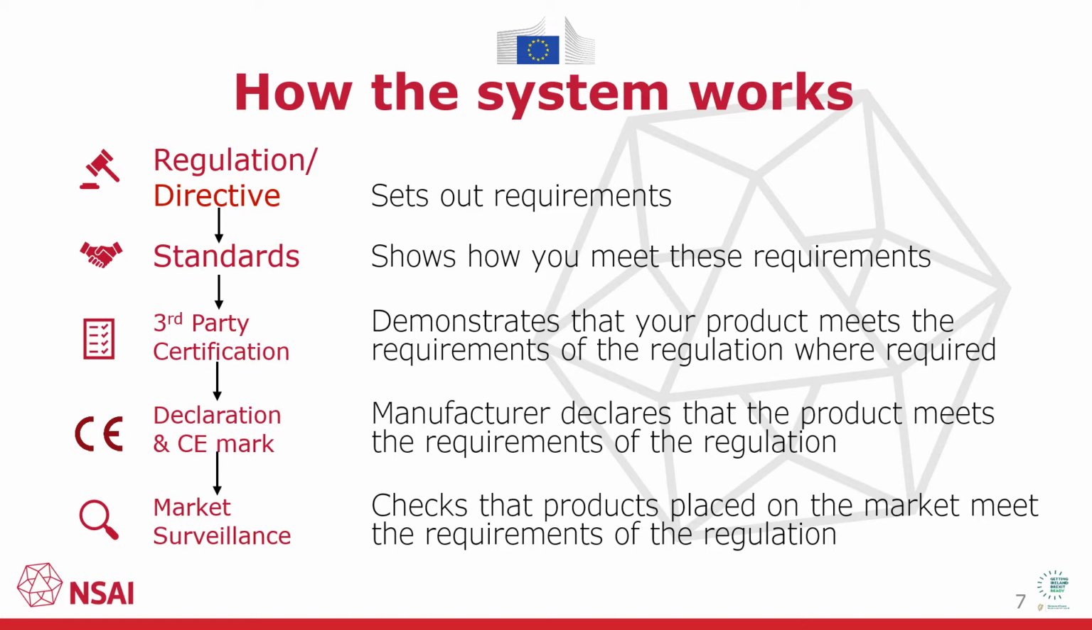The EU drafts the directive or regulation which sets out the basic requirements which must be met to place the product on the EU market. Then, number 2, you show that your product meets the requirements of the regulation by showing that it meets the standards associated with the regulation. Step number 3, for some products you are required to use an independent notified body to assess conformity of your products. Then finally, you make the declaration of conformity, that the product meets the requirements of the regulation, and then the CE mark can be applied to the product. In terms of market surveillance, you must check that products placed on the market meet the requirements of the regulation.